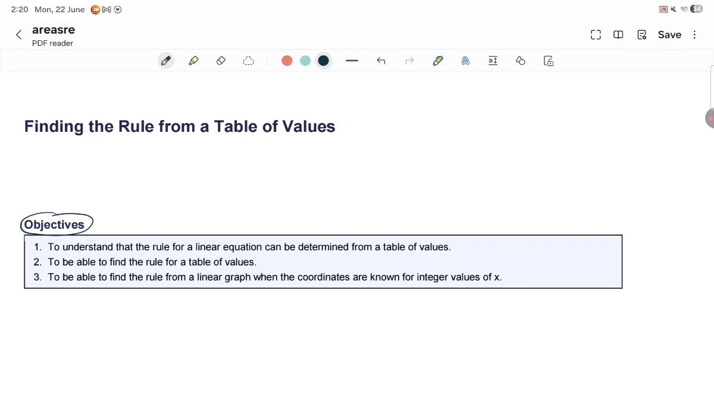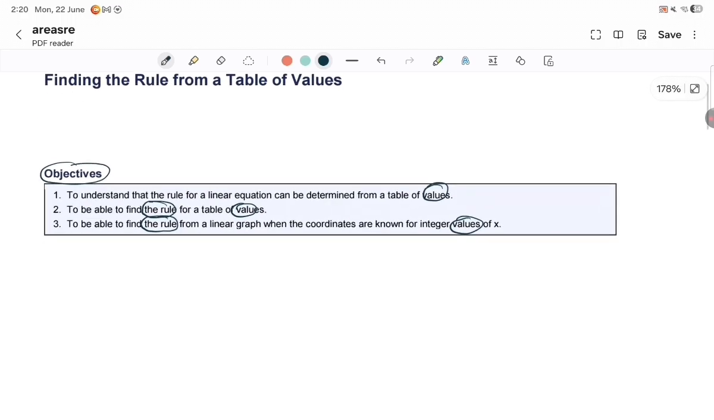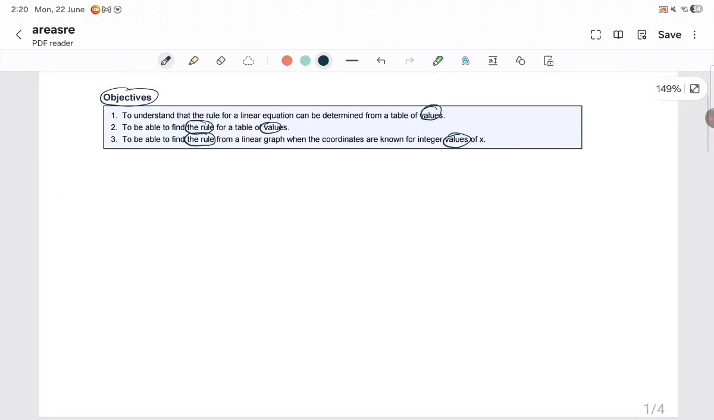values of x. So there are some words that keep coming up: rule, values, table. We are going to try to find rules from tables. That's what we are gonna do. In the last video, we learned the general concept of functions and sets, and also input and output, and those are deeply related to this concept. So we are going to see how it is similar to the last concepts that we learned.